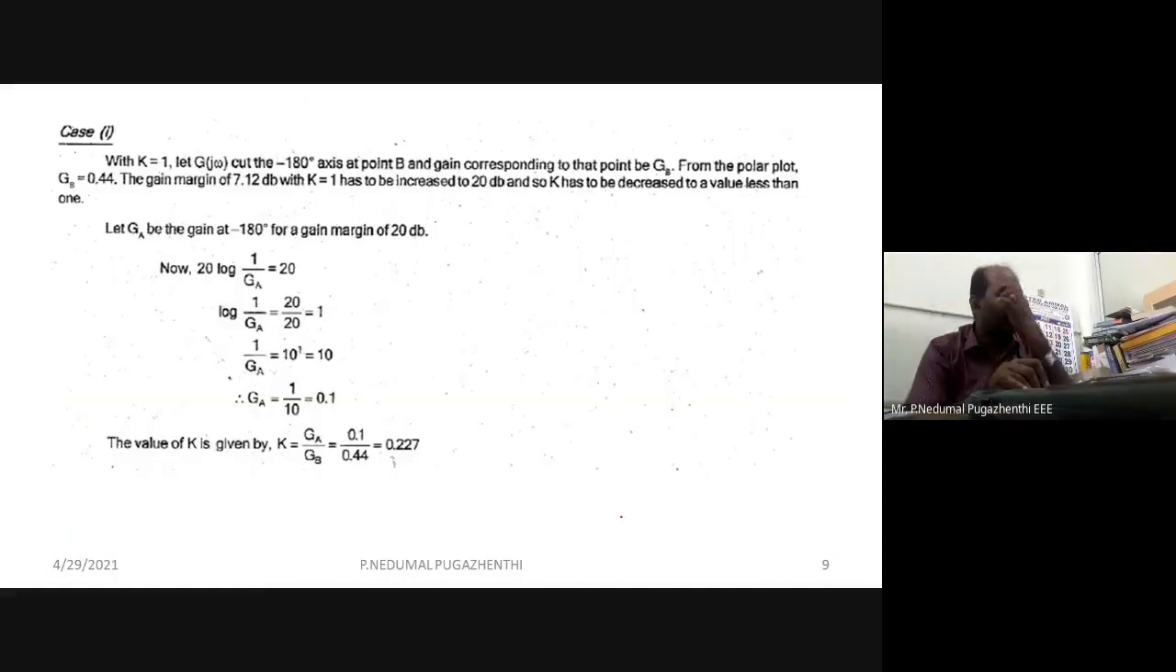So we will go for the first case with K is equal to 1. And we have found that the gain margin is 2.27. Then you go for 20 log of that. You will get your 20 log of 2.27. Anybody verify that?